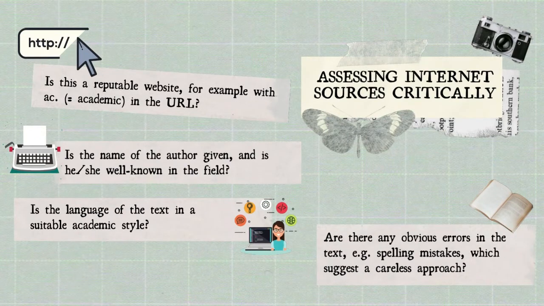Assessing internet sources critically is very important in selecting your sources. You cannot afford to waste time on texts that are unreliable or out of date. You need to ensure that the material is trustworthy. Internet sources are plentiful and conveniently available, but you need to ask several questions about each site. Is this a reputable website? Is the name of the author given, and is he or she well known in the field? Is the language of the text in suitable academic style? And are there any obvious errors in the text, like spelling mistakes, which suggest a careless approach?